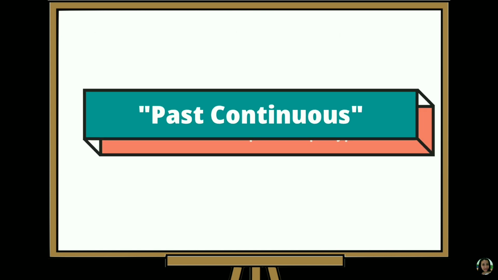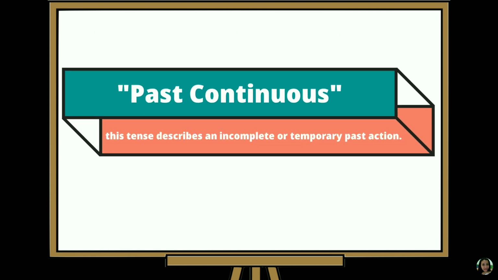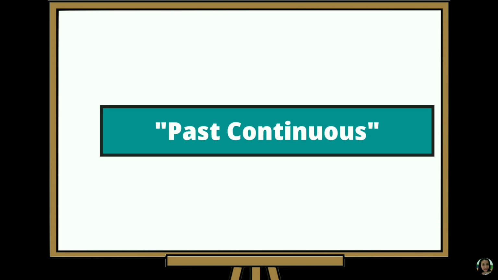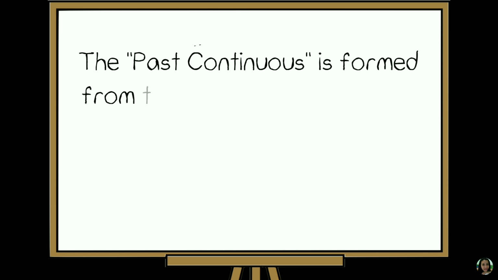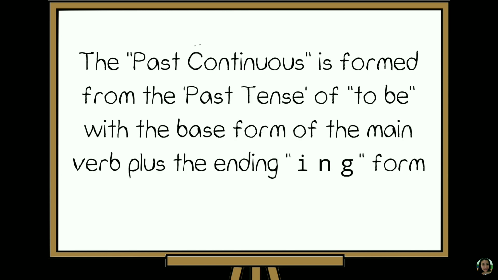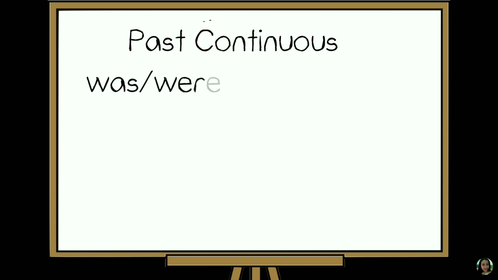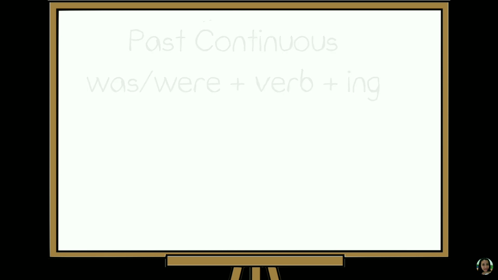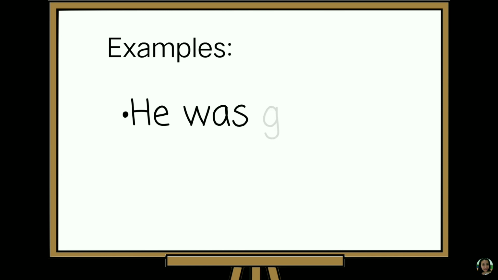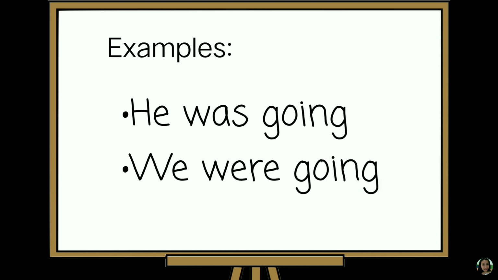Next, past continuous. This tense describes an incomplete or temporary past action. The past continuous is formed from the past tense of to be with the base form of the main verb plus the ending ing form of the verb. Past continuous: was or were plus verb plus ing. Example: he was going. We were going.